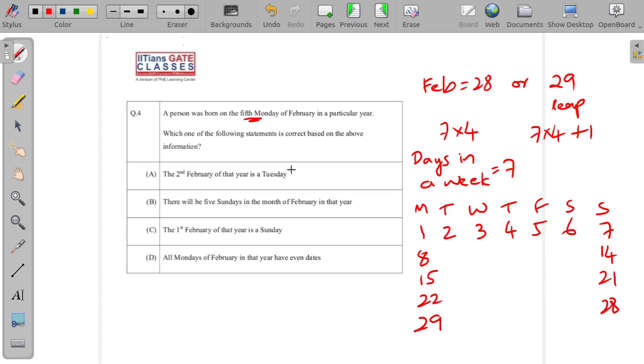Now we just verify the options. The 2nd February of that year is a Tuesday. So 2nd February, it's right here. It is a Tuesday. So this is correct. There will be 5 Sundays in the month of February in that month. This was Monday, Tuesday, Wednesday, Thursday, Friday, Saturday. This is Sunday. These are only 4. So this was wrong. The 1st February of that year is a Sunday.